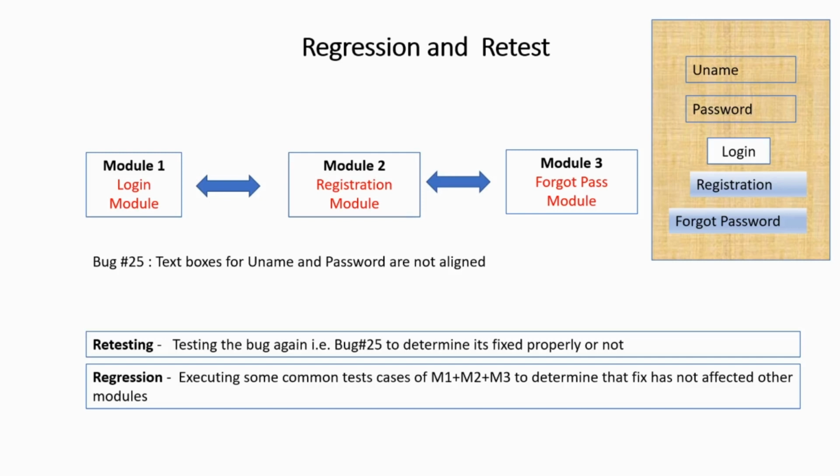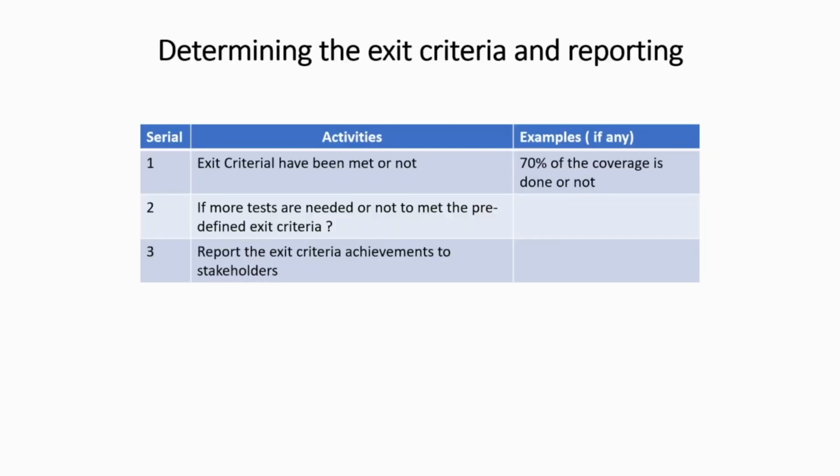So retesting is done after one bug is fixed, and regression testing is done when a lot of bugs are fixed, usually at the end of the cycle, when a lot of things have been done by the developer, and then finally we have to carry out the regression.